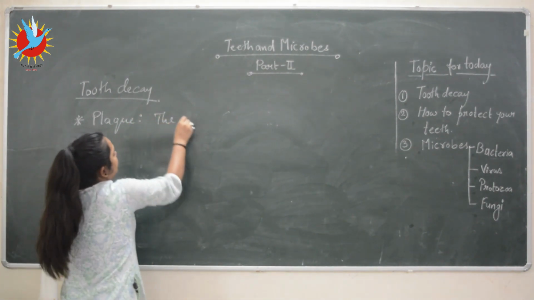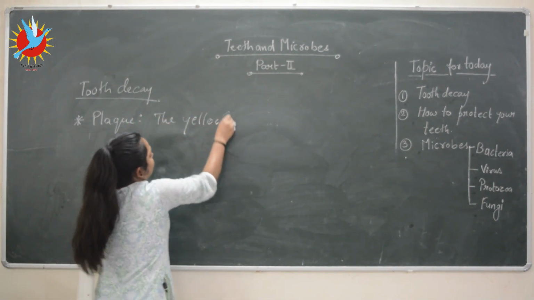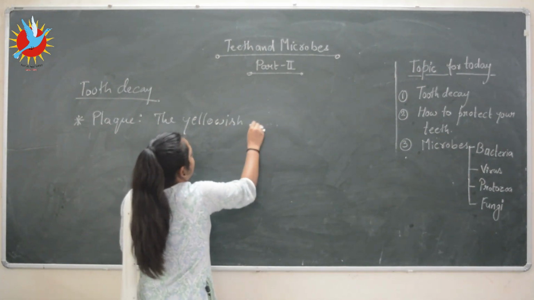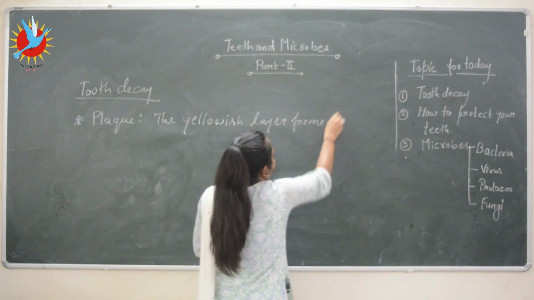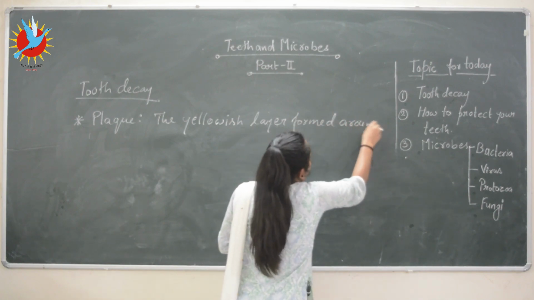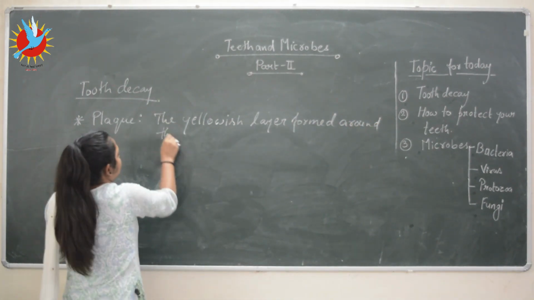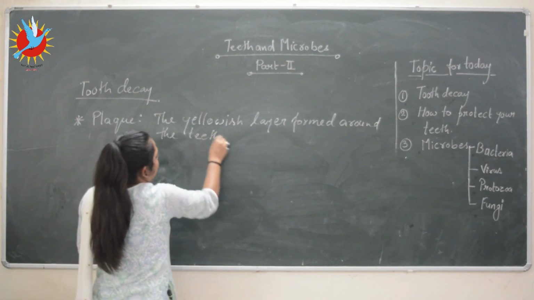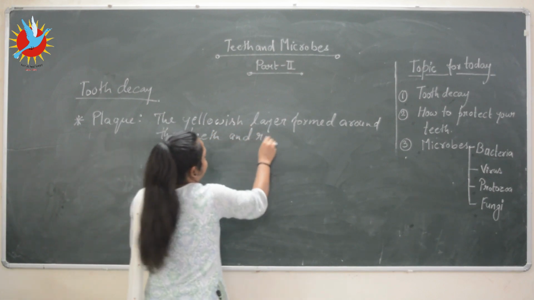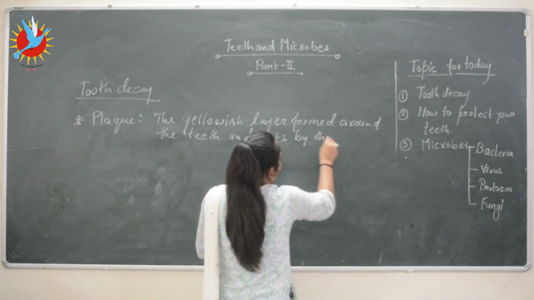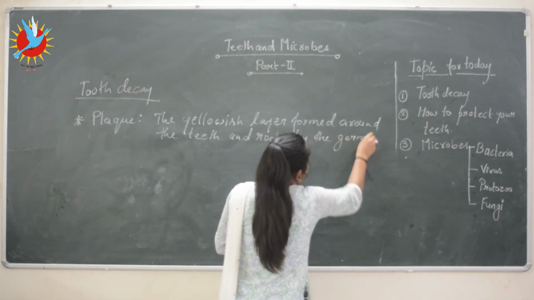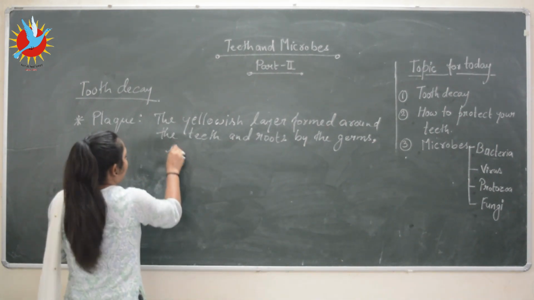The yellowish layer formed around the teeth and roots by the germs is called plaque.